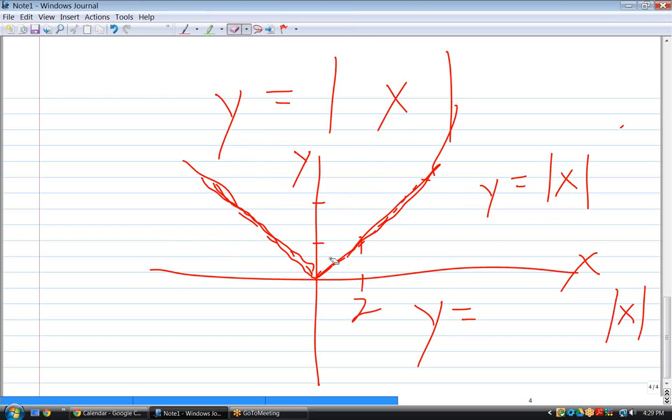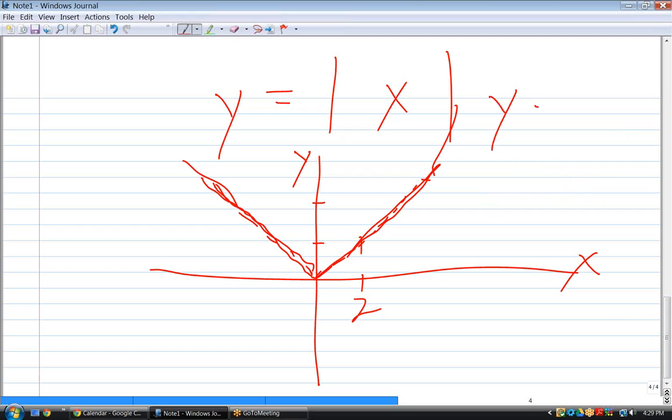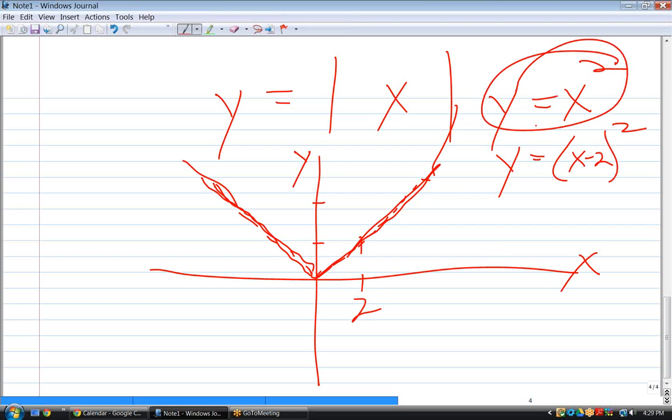But the principle is the same no matter what the function is. If the elementary function was y equals x squared, well, I know that y equals the quantity x minus 2 squared is going to be a parabola shifted 2 units to the right of this one. So these translations apply to all functions, all 10 elementary functions that you've learned.